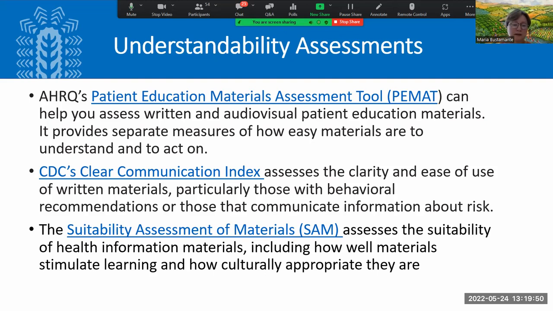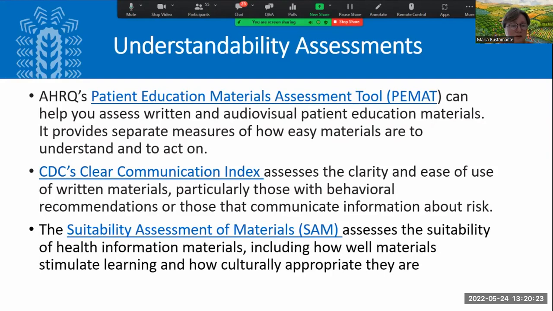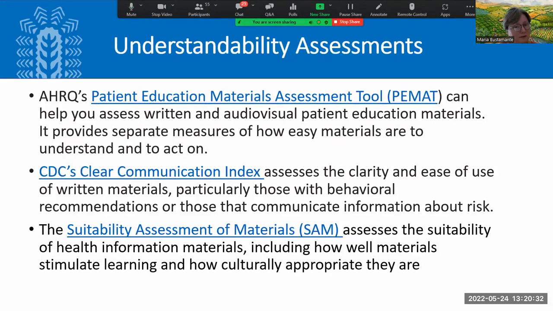Then there's the CDC Clear Communication Index, which is another tool used for the clarity and ease of use of written materials. And the Suitability Assessment of Materials is another one. They're all readily available. You can access them and utilize them for your audits. I want to challenge you to see how often you audit your materials. Maybe you've been using them since you started your work where you are. Let's look at what we're giving our patients.